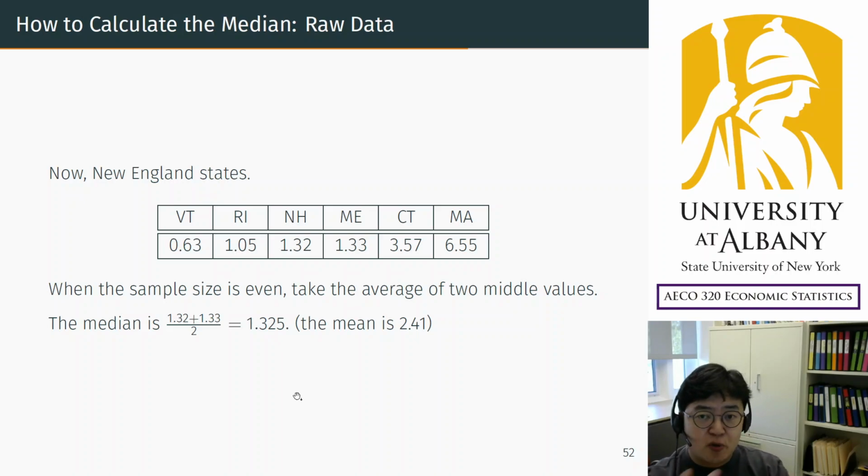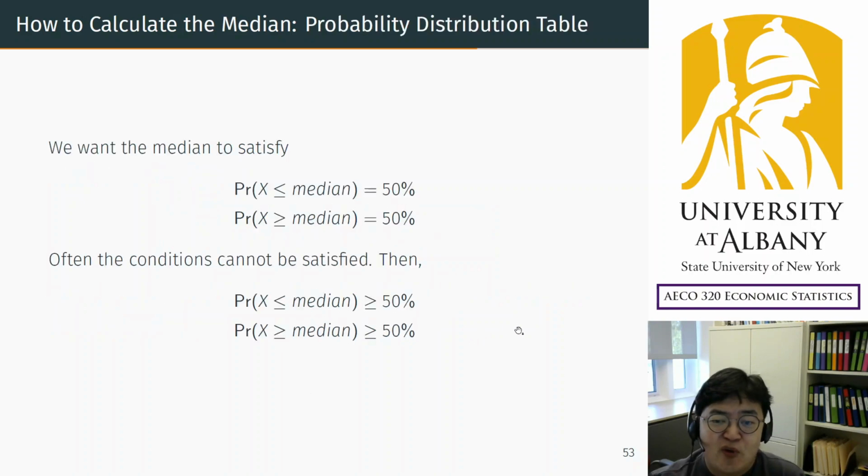So when you have raw data, calculating the median is not a problem at all. It is intuitive, and you know what we are doing. It's actually easier to understand, more intuitive than the mean, right? However, the problem is when you have a probability distribution table, it is not as intuitive, right?